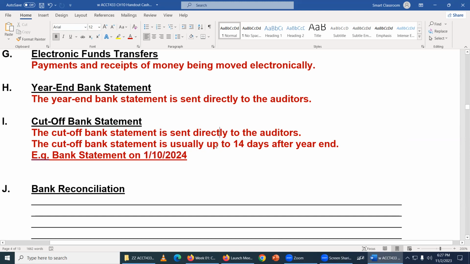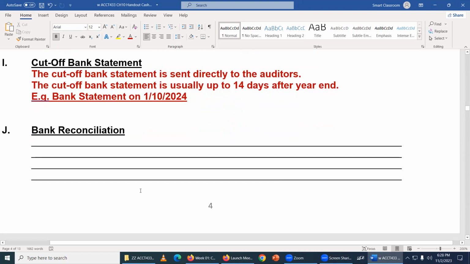Question on that? You can also look at things like the bank reconciliations to see if they match up. But the cutoff bank statement is actually a really good one. You can do a lot of things with it, and we'll talk about it more later on in chapter 16.